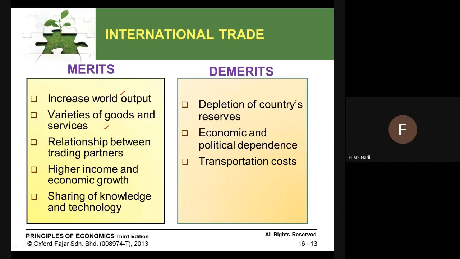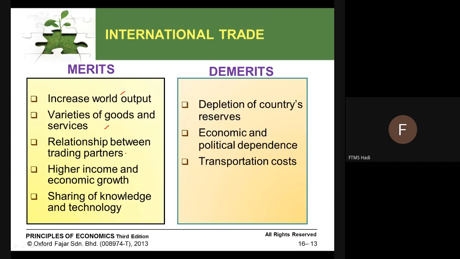Varieties of goods and services. That means different countries have different goods and services specialties, so they can have a lot of choices. Remember we have around 206 countries around the world, so thousands or even millions of types of goods and services are available. Relationship between trading partners. One country has a relationship with another. Malaysia has a lot of international trade partners with other countries.